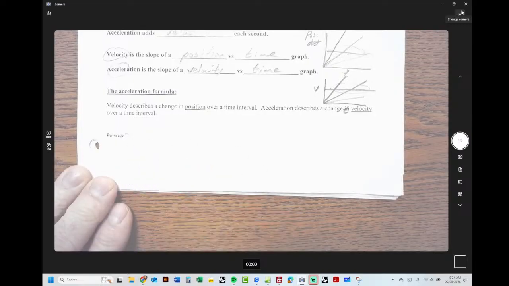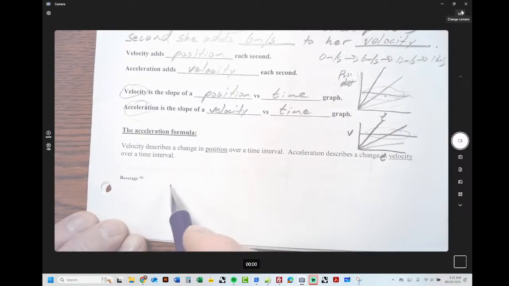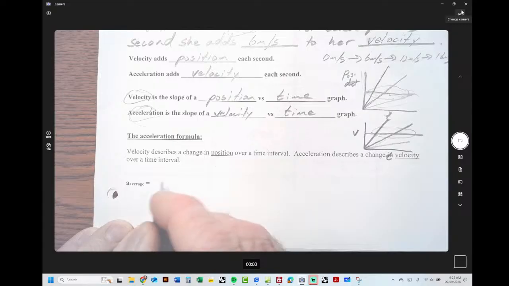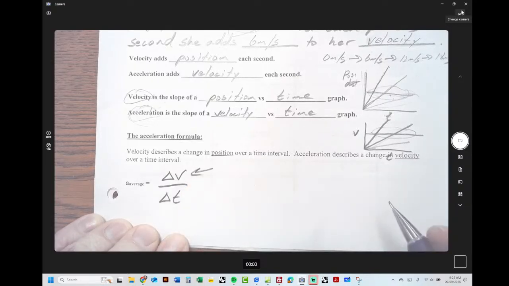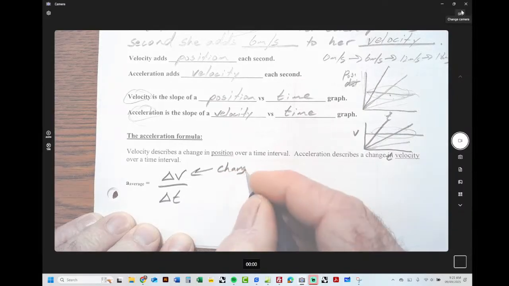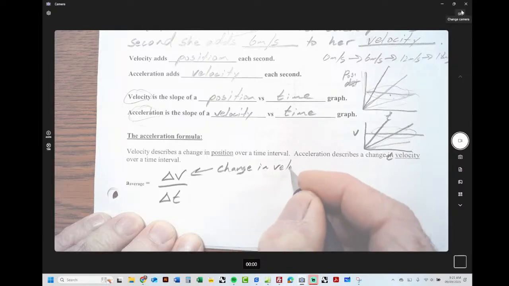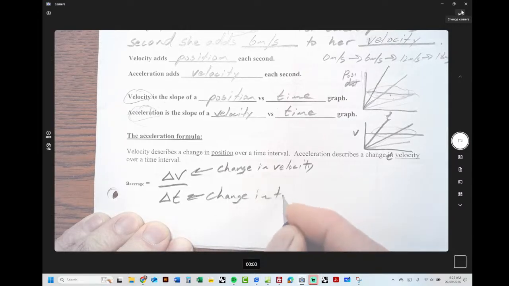The average acceleration formula, which we're most of the time just going to write with an A, because velocities are going to change in these problems, but if we ever have accelerations, they're going to be constant. It's delta V over delta T. So delta V stands for what? Change in velocity. This is how much your velocity changes in a certain amount of time. And this is change in time.